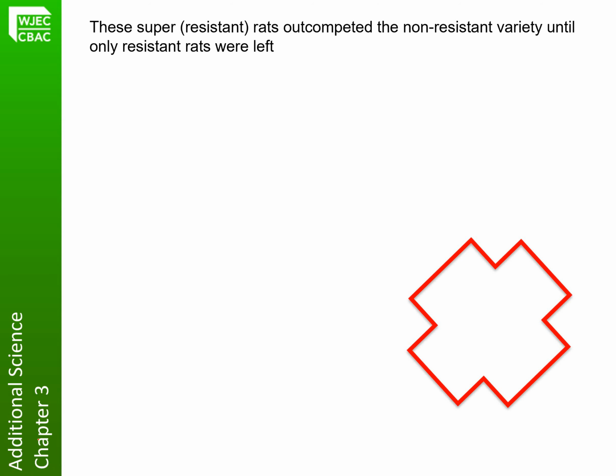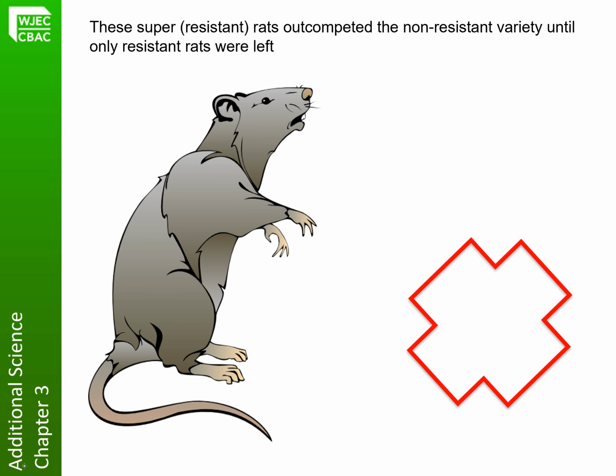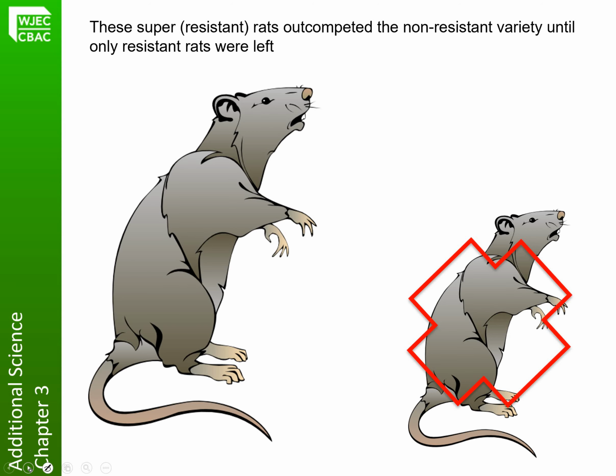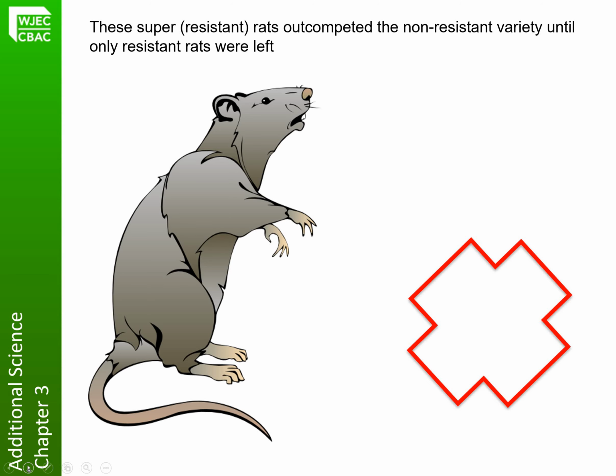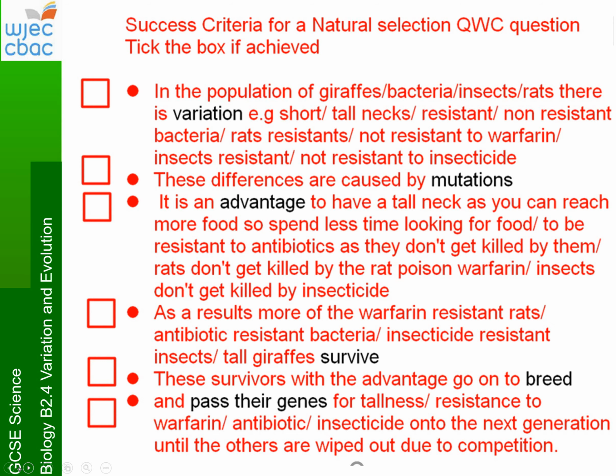The super-resistant rats outcompeted the non-resistant variety until only resistant rats were left. So our little rat just disappears. So all we've got left now are these guys, okay, that are resistant to warfarin.